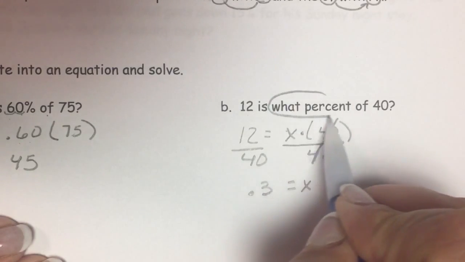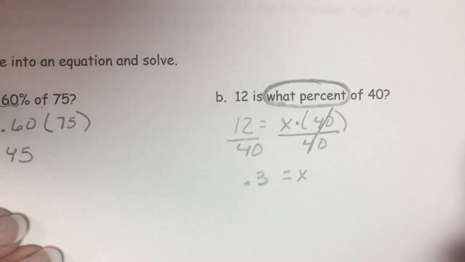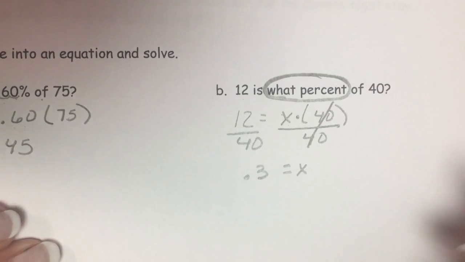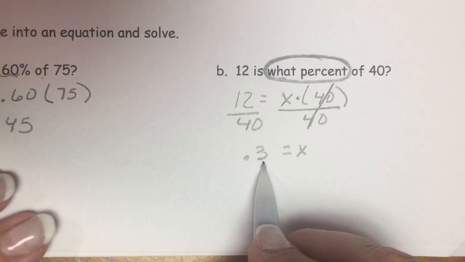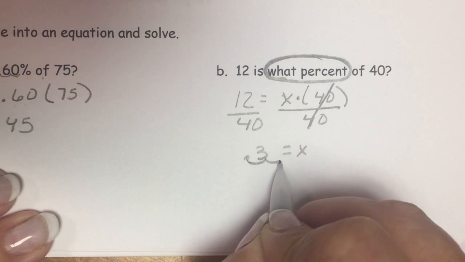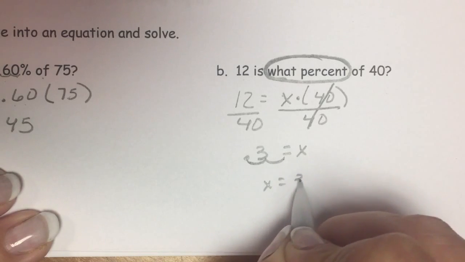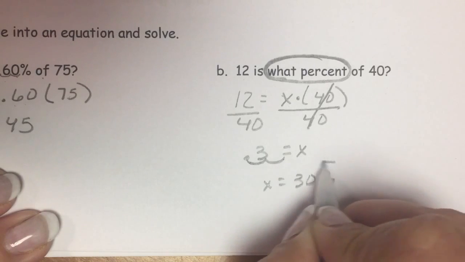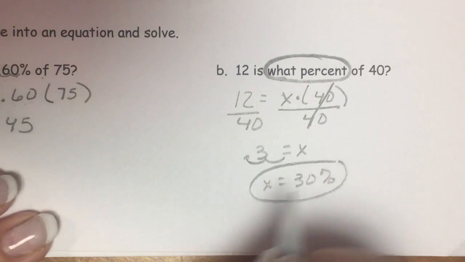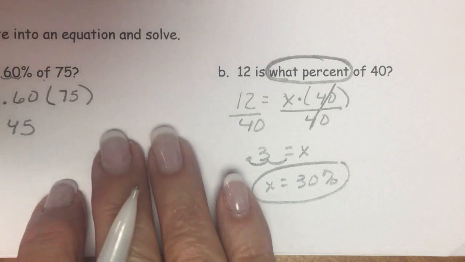Now, here's the twist. Whenever you are looking for the percent, and only looking for the percent, so it will say what percent, when you find your answer, you have to go ahead and change it to a percent, because when you found an answer, you found a decimal. You didn't find a percent. So it's going to be X is equal to 30%. So 12 is 30% of 40. You only have to do that when you're looking at the percent.